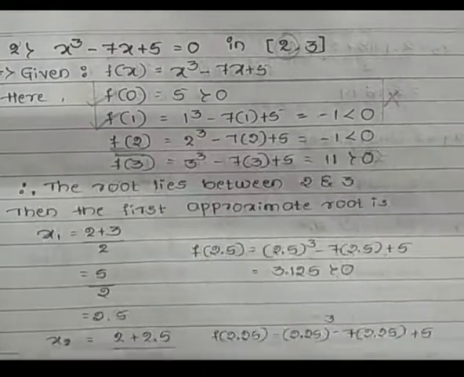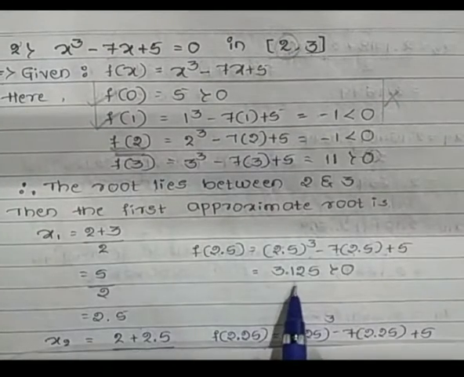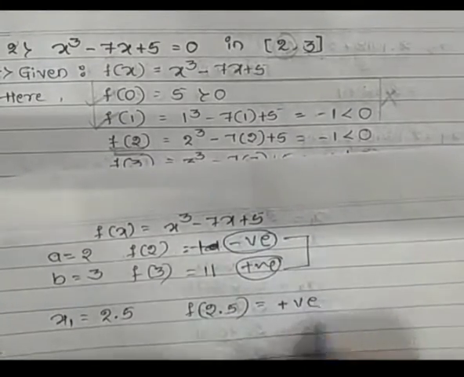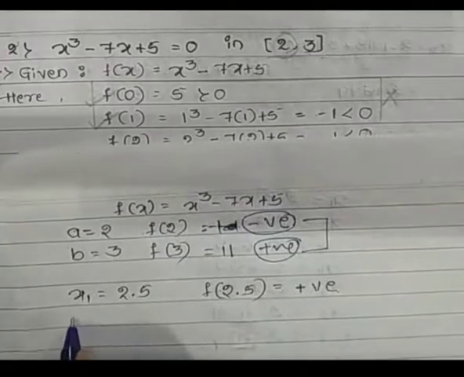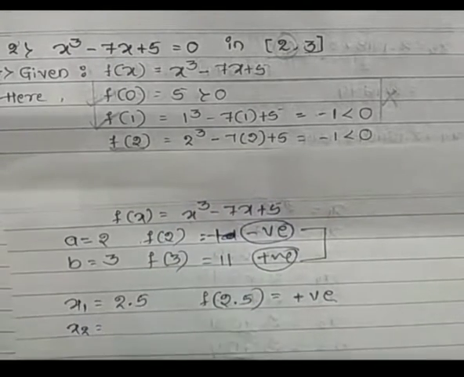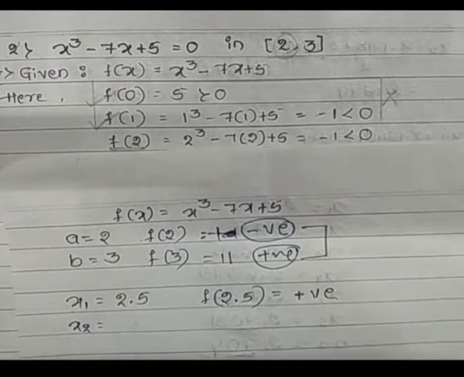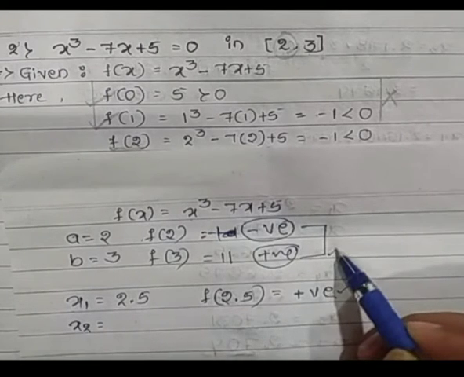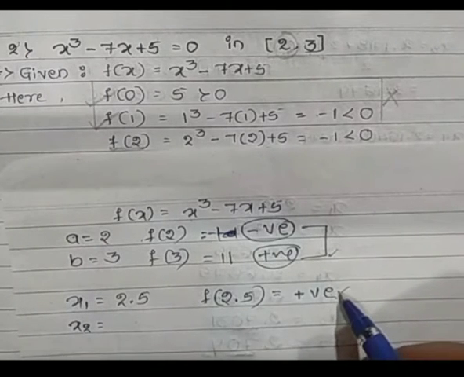When we replace this x1 in the function, that is f of 2.5, what did we get? A positive or negative value? We are getting a positive value. Just mention that we are getting a positive value. Then to calculate x2, which two numbers do we have to select? Here is a positive value. So obviously 2.5 you have to mention.